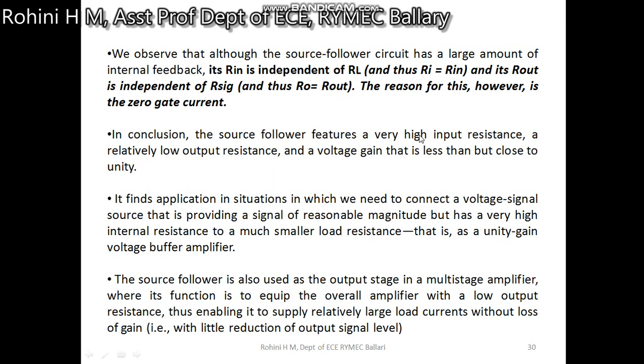So in conclusion, the source follower features a very high input impedance and relatively low output impedance. If you take ideal op-amp characteristics also, it should have high input impedance and low output impedance. The same is true in this amplifier, and the voltage gain is less than but close to unity. Since it is a source follower, it's almost equal to unity, 0.99 something, very close to unity.